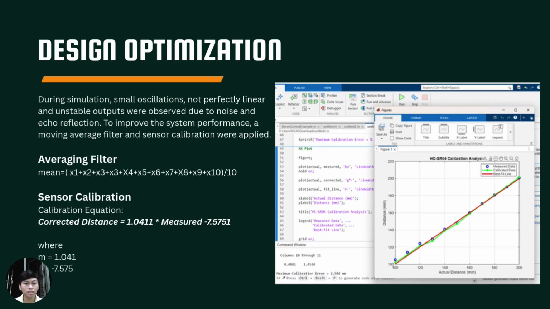So we get the corrected distance by calibrating the measurement data. The corrected distance formula is 1.011 multiplied by the measurement data, and we also subtract 7.5751. So this is the design optimization.